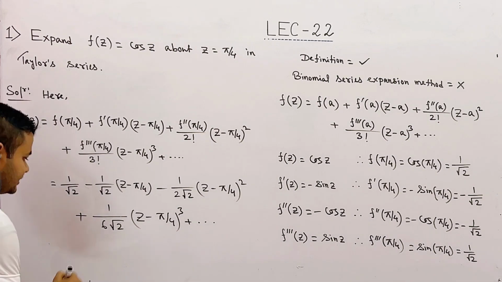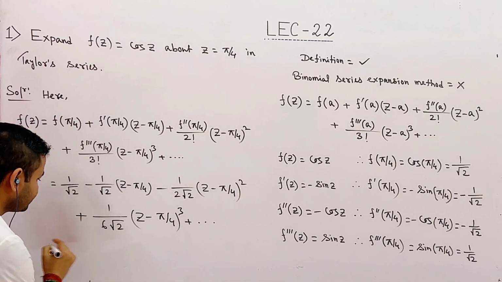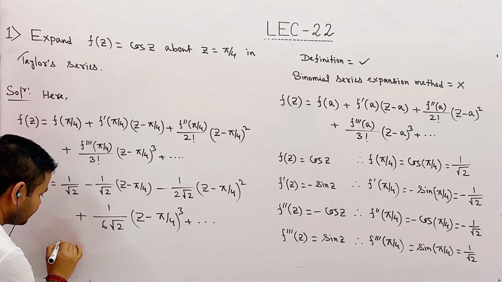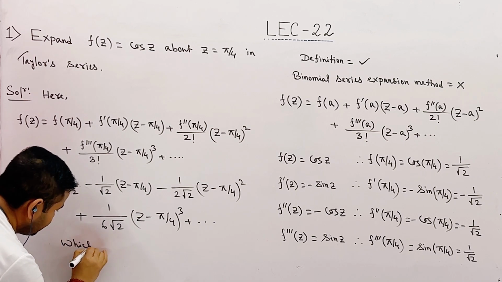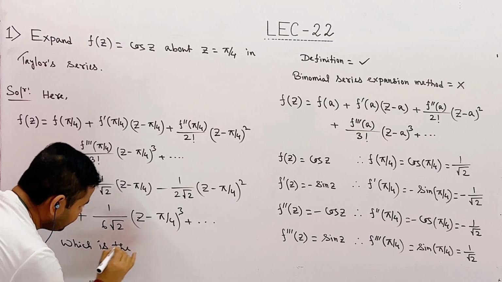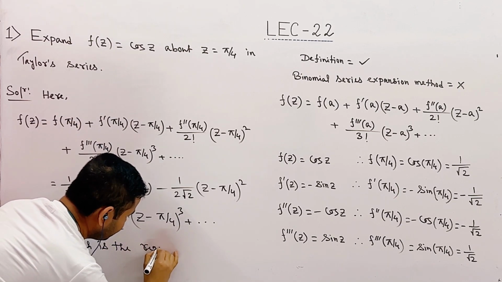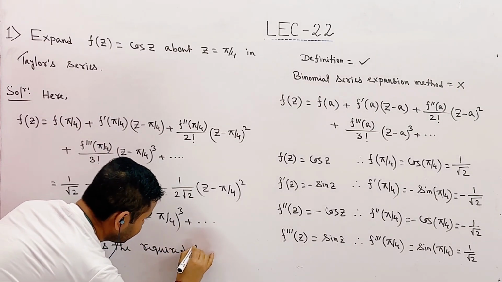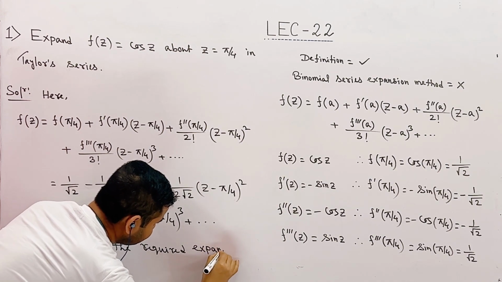So this is the Taylor series expansion, which is the required expansion.